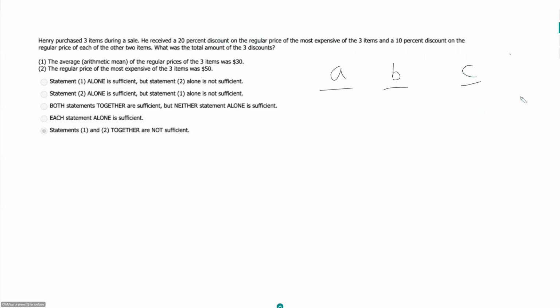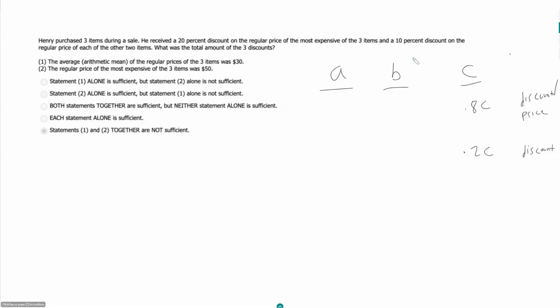So that means a couple of things. There's 2 things we have to take into account here: the discounted price that he paid for each of these items, and the amount of the actual discount, because those aren't the same thing, and they're asking for the total amount of our 3 discounts. So if he received a 20% discount on the regular price of C, so that's a 20% decrease, that means he paid 0.8C, but his discount was 0.2C.